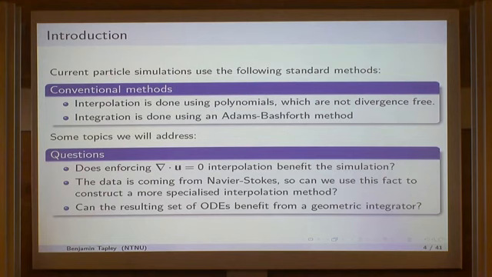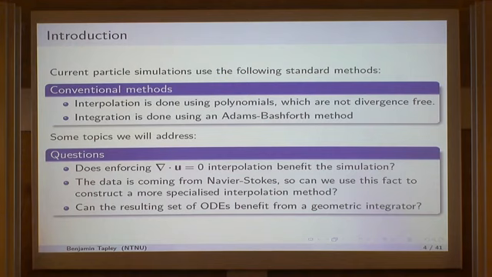Previously, engineers used polynomials, which are not divergence free. We're trying to approximate a vector field from the Navier-Stokes equation using, say, a tricubic polynomial interpolation, and that obviously destroys this structure, namely that it's a divergence-free field. And also we use a standard Adams-Bashforth method. These are used for a number of reasons which I'll talk about later on.